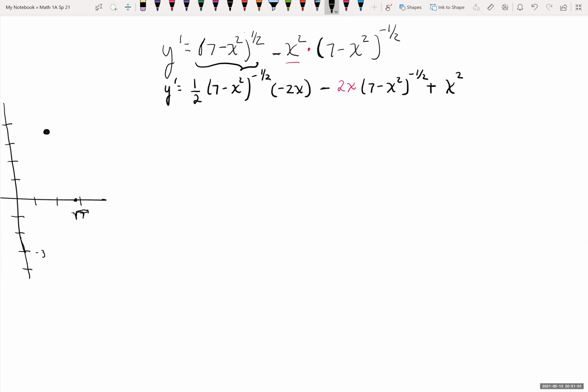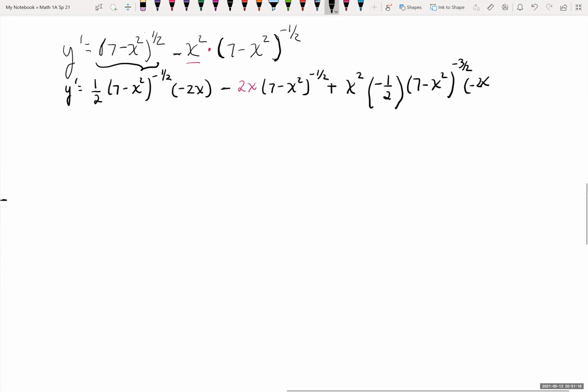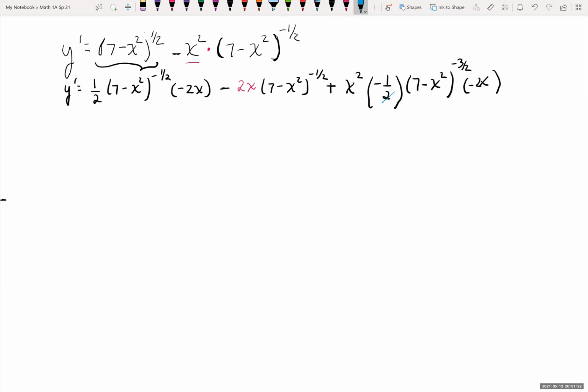But the derivative of the second, again, we're going to have to use the chain rule. So we're going to bring down our power, -1/2 of the inside, 7 minus x squared, subtract 1 from our power. That would give us -3/2 times the derivative of the inside, which is -2x. So our 2's cancel. And there, a negative and a negative, that makes that positive.